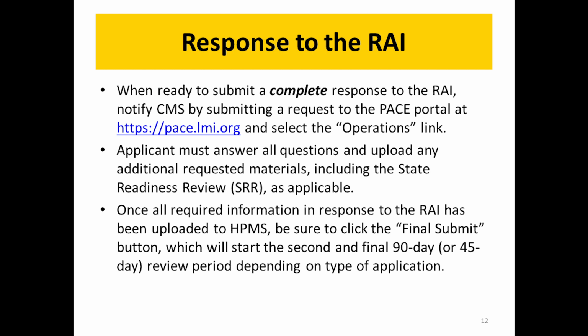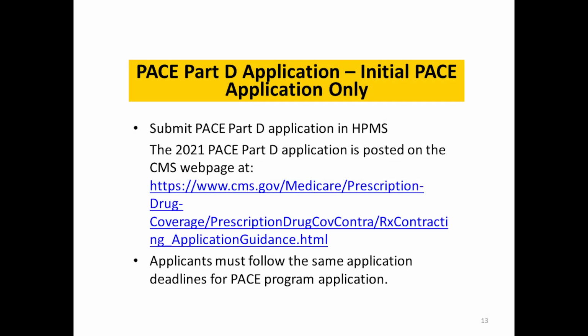For example, if there is a change in the legal entity that is applying to become a PO. If this requirement is prompted, we will work with you to determine what is needed and communicate next steps specific to your application. PACE applicants intending to offer the Part D benefit must complete the PACE Part D application as well. The Part D application is submitted in HPMS.